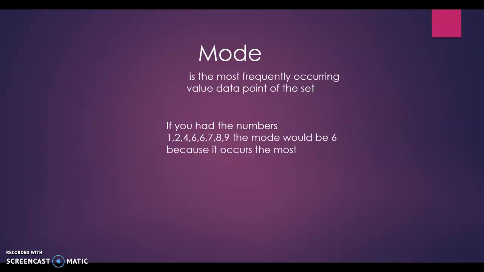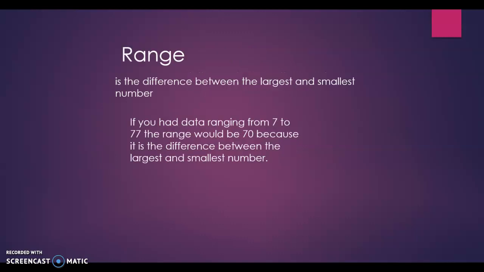Next is mode. Mode is the most frequently occurring value data point in the set. If you had the numbers 1, 2, 4, 6, 6, 7, 8, 9, the mode would be 6 because it occurs the most.